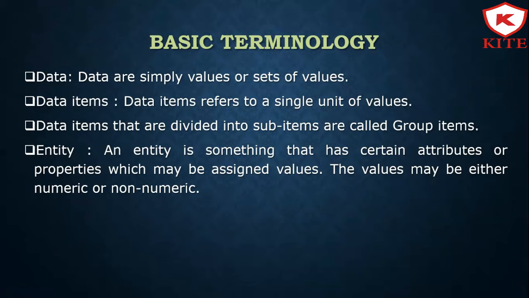Next term is entity. An entity is something that has certain attributes or properties, which may be assigned values. The values may be either numeric or non-numeric. Suppose a person's age is numeric, and SSN number, attributes, person name and so on.